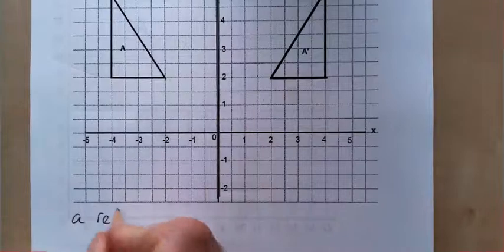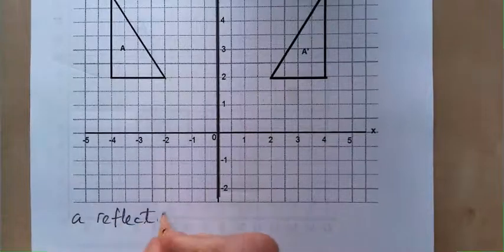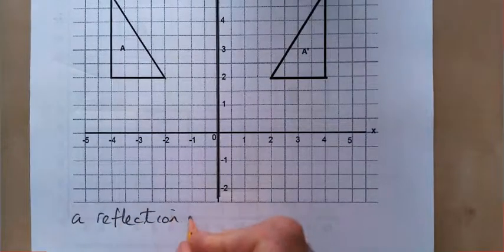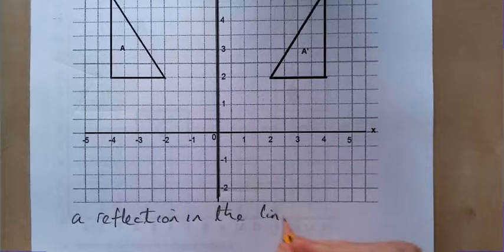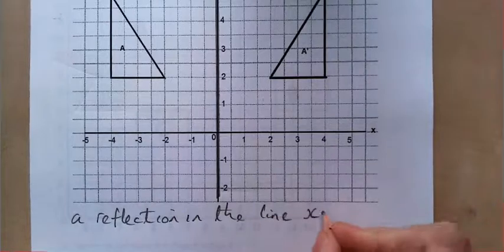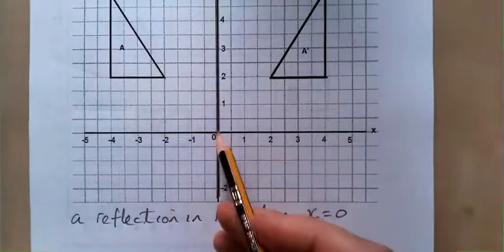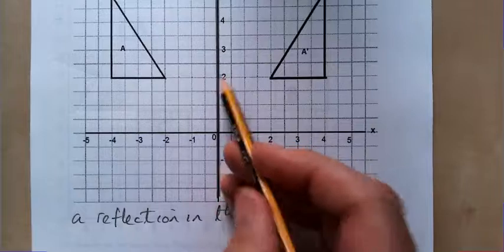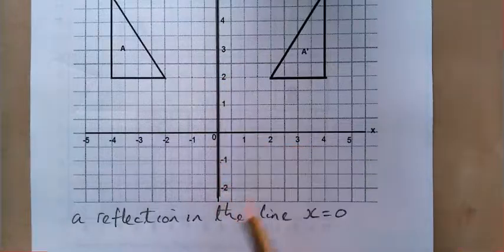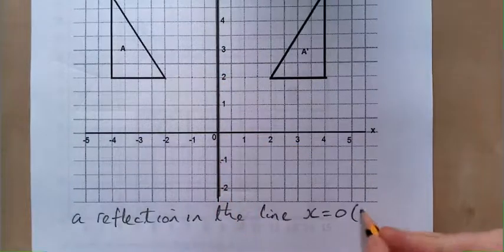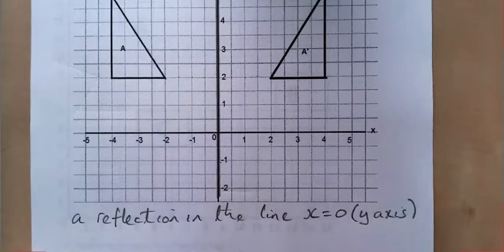A reflection in the line x equals 0, and that's the name of this line here. All the x coordinates are 0, 0, 1, 0, 2, 0, minus 1, 0, minus 2, and so on. If you wanted to call it, you could write y-axis also, which would just be the same thing.